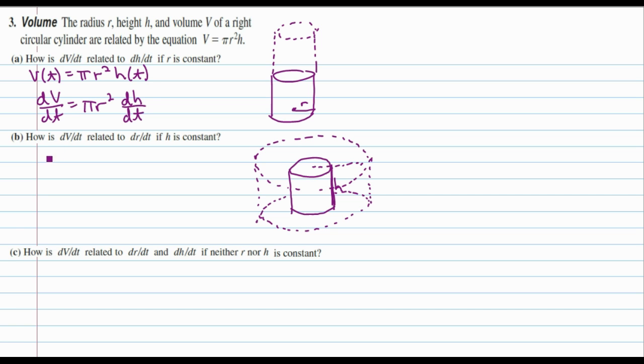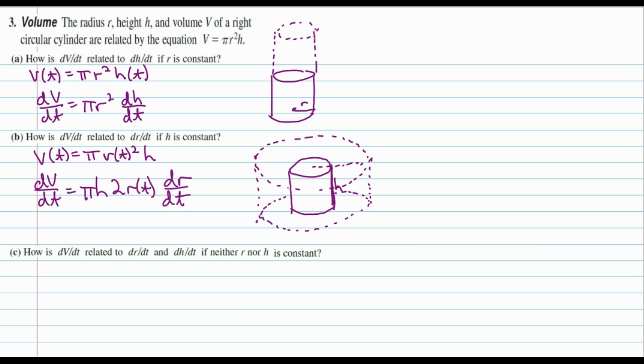So I start out again with the same relationship, but volume is a function of time, and this time r is a function of time. h is not. So pi and h are constant, so when I take the derivative, dv dt equals pi and h, the constants can stay out in front, and now I need to use the chain rule on r of t squared. So that's going to be 2 r of t to the first power, times the derivative of r of t, which is dr dt.